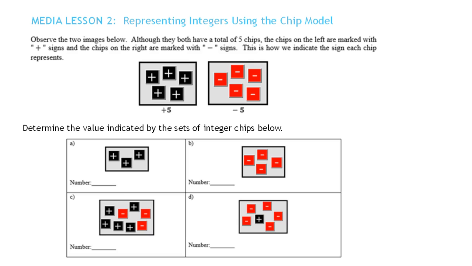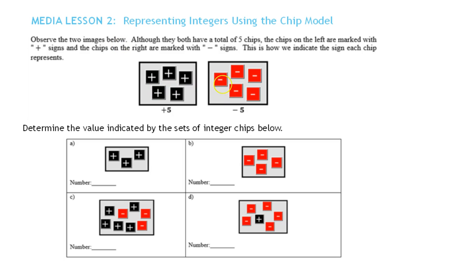In this example, we're going to represent integers using the chip model. So we've already represented integers on a number line, and another way we're going to represent them is using the chip model, which is going to be useful when we're learning how to do operations on integers. So observe the two images below.